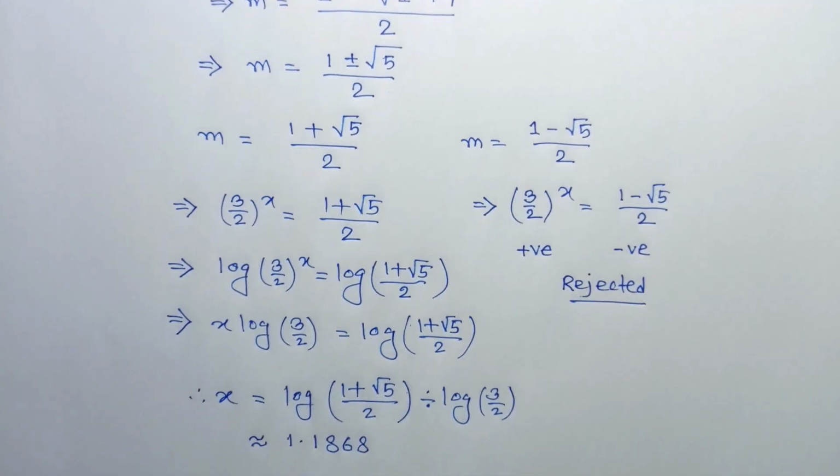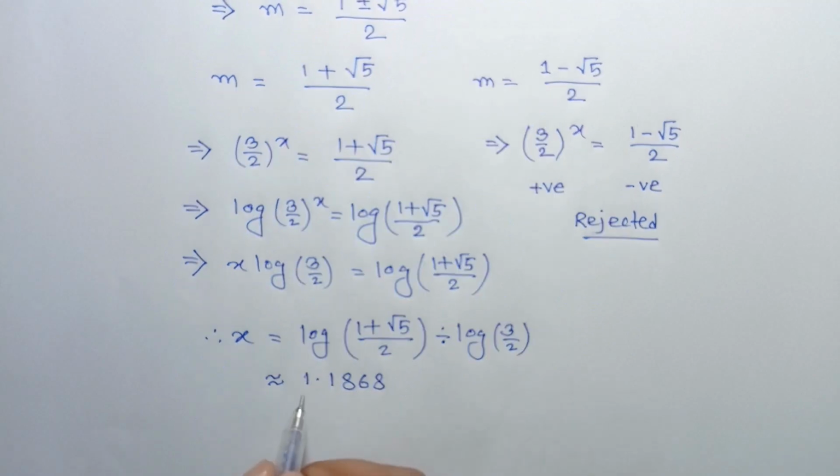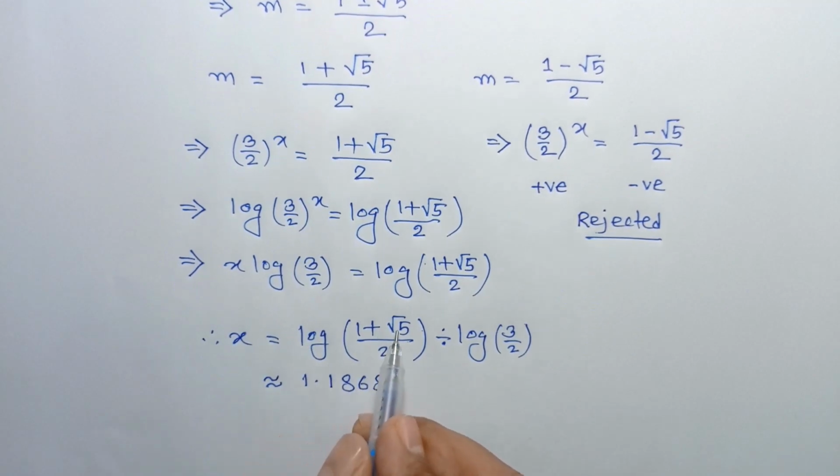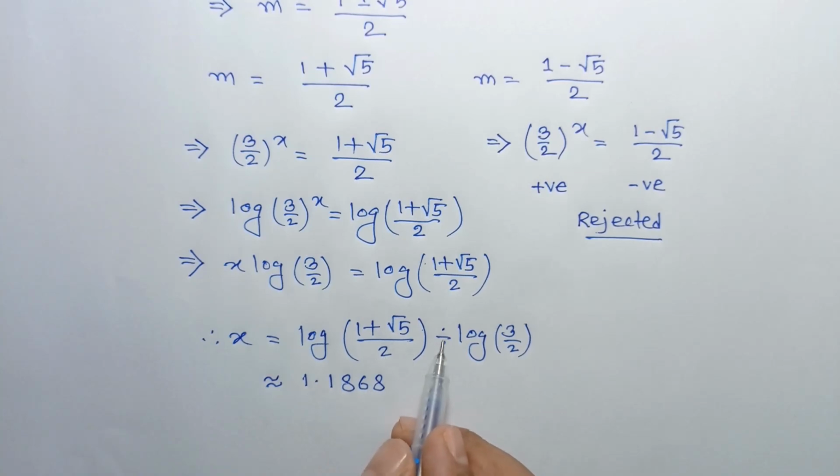So the only real solution of this equation is log of (1 plus square root of 5) over 2 divided by log 3 over 2.